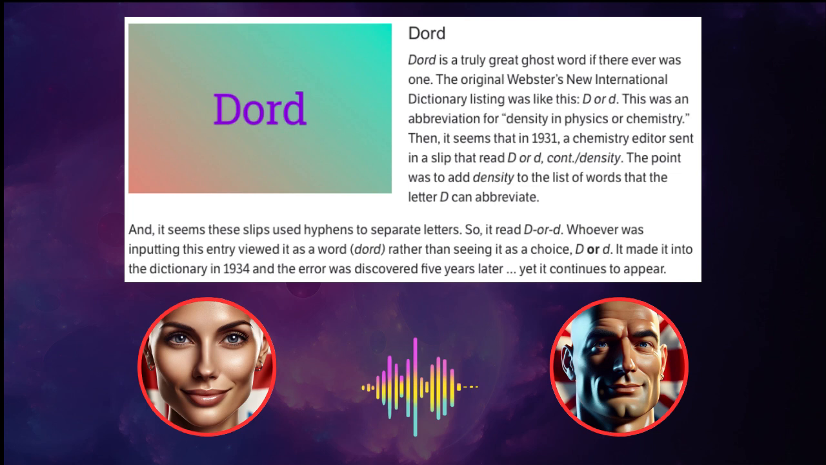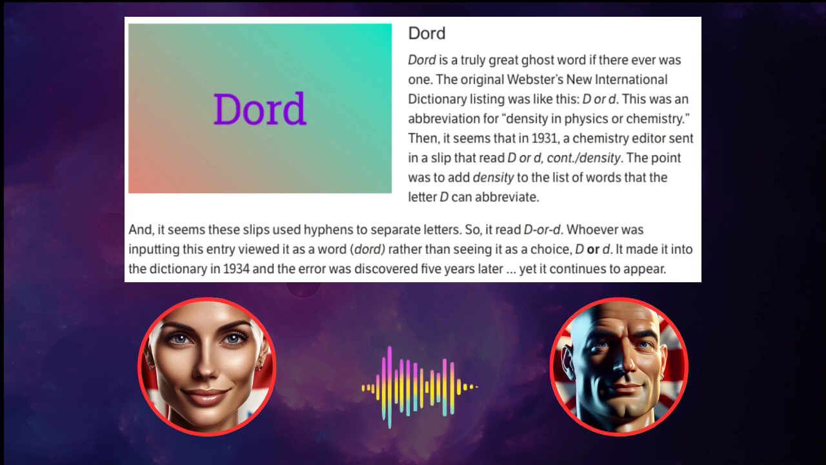It all boils down to, well, a comedy of errors, really. Back in the 1930s, during the creation of Webster's Second, the chemistry editor submitted a slip reading "D or d," a standard notation for density at the time. But imagine those letters separated by hyphens, a common practice back then. What you get is "D-or-d." Okay, I'm starting to see where this is going. Somewhere along the line, this got misinterpreted as a single word, Dord. And just like that, a ghost word was born. They let that error slide for 5 years. Unbelievable. Someone really let the Dord out of the bag on that one.